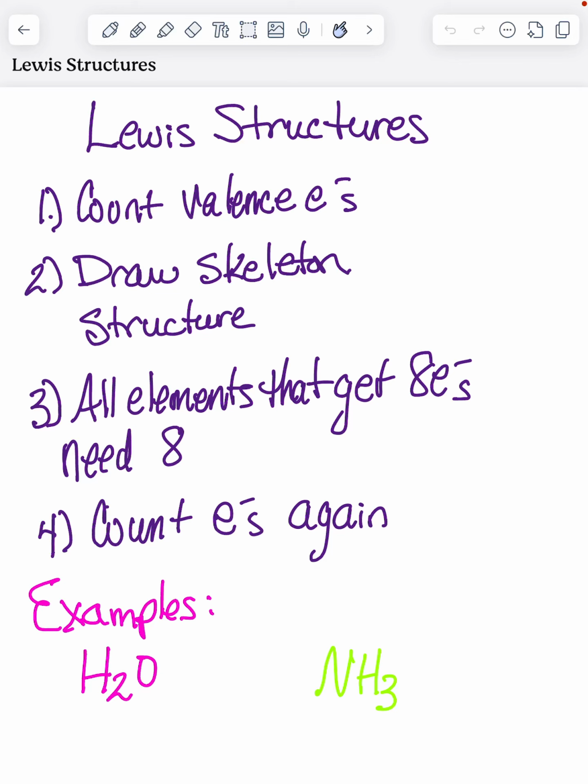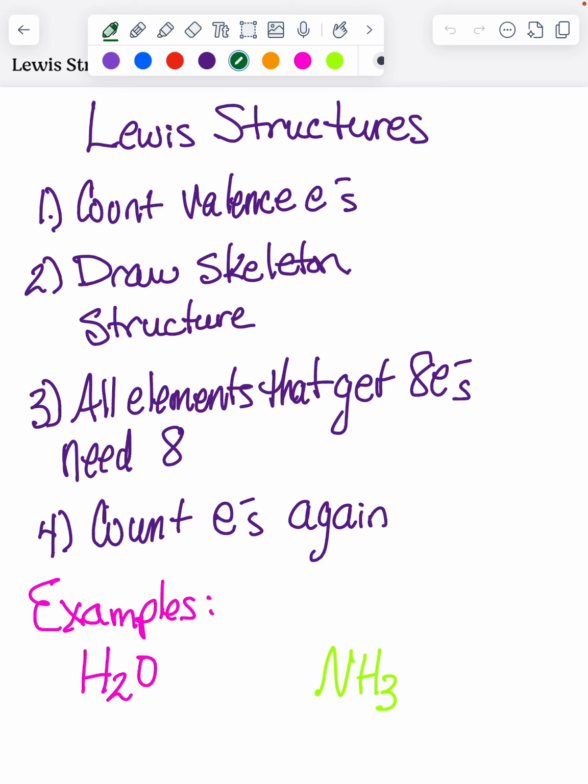So this is a quick video to review how to do Lewis structures. You're going to follow these 4 steps. You're going to count your valence electrons, draw the skeleton structure. Any element that deserves 8 electrons gets 8 electrons. And then you're going to count your electrons again and see if you were right.